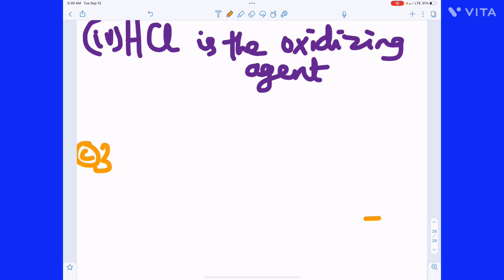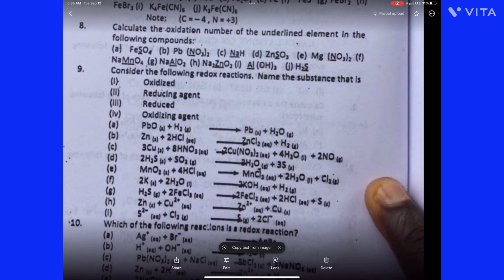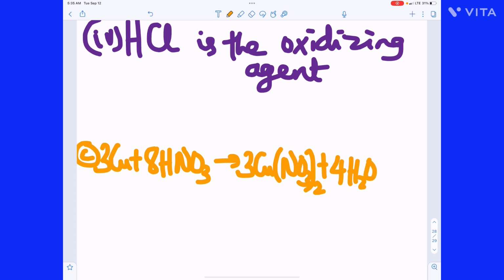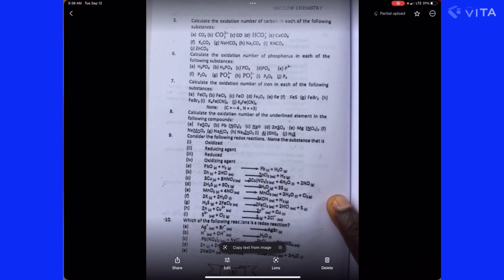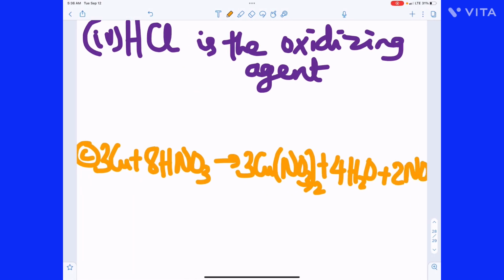C: 3Cu plus 8HNO3 to give 3CuNO3 plus 4H2O plus 2NO. Okay, I think I did this better now, so that we won't have them on two lines.